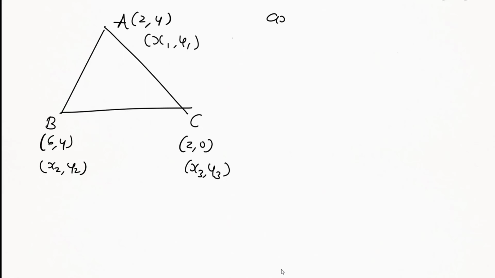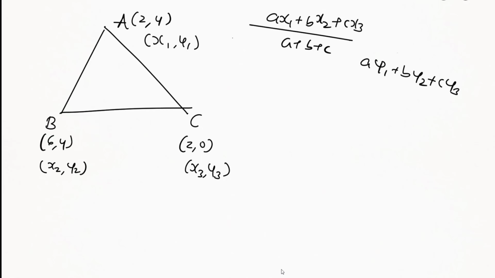To get the coordinate of the incentre, we need to find the length of each side. And then a y1 plus b y2 plus c y3 over a plus b plus c. What is a? This one is a, this is b, this is c. If you apply the distance formula, this will be 4.